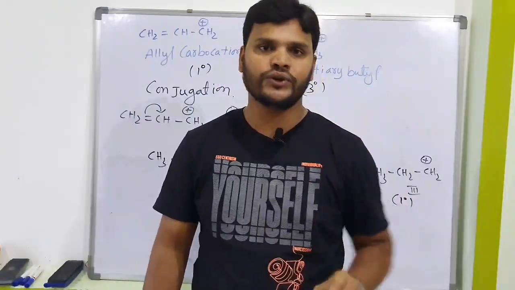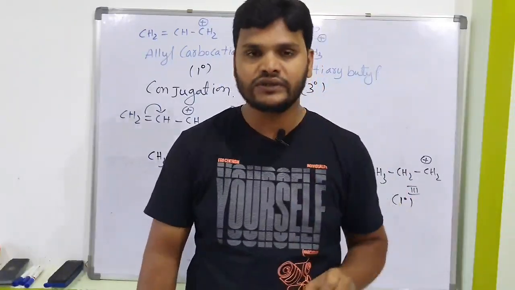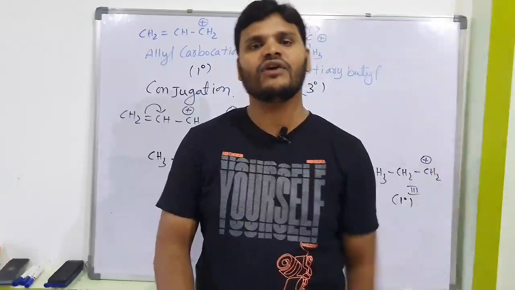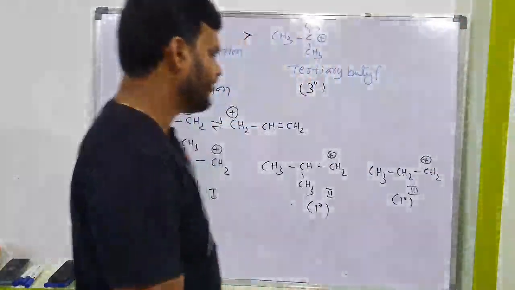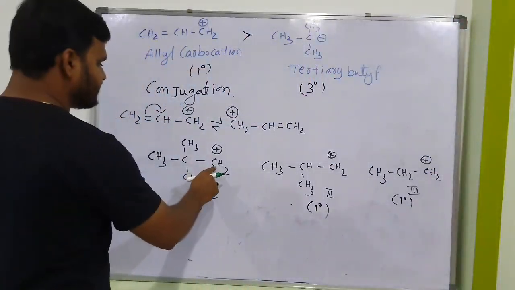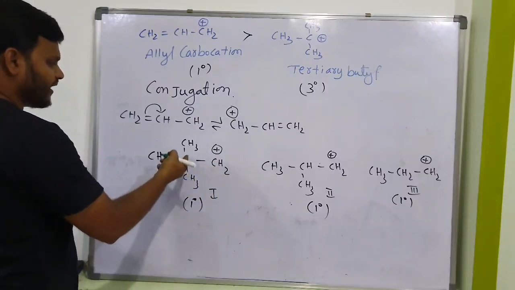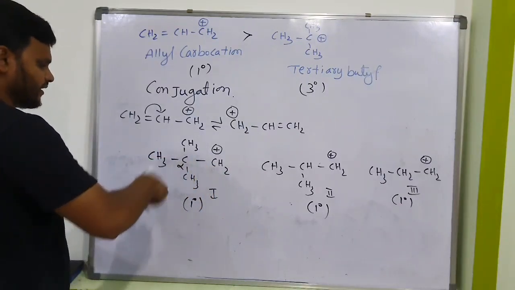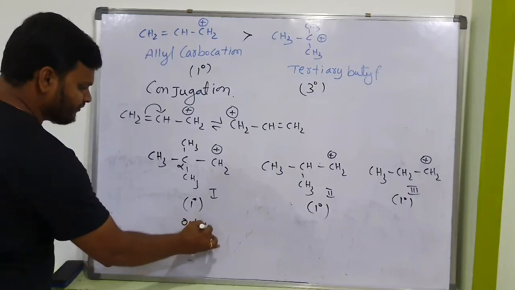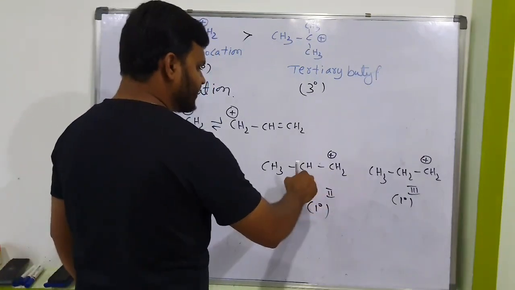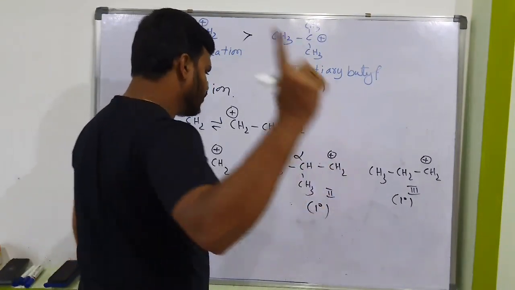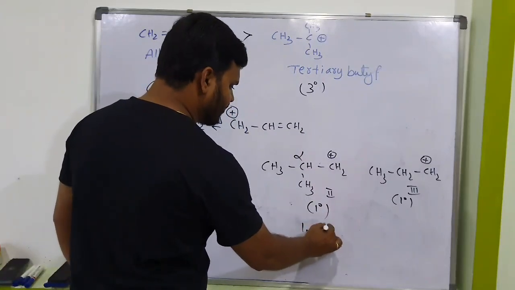Then what should we do? We have to follow this logic: increase the number of alpha hydrogens, increase the stability. Then find alpha hydrogens. This is the C plus attached carbon, this is alpha, but actually here no hydrogens are there. That's the reason 0 alpha hydrogens. So the C plus attached carbon acts as alpha. Alpha having only one hydrogen. That's the reason here one alpha hydrogen is there.